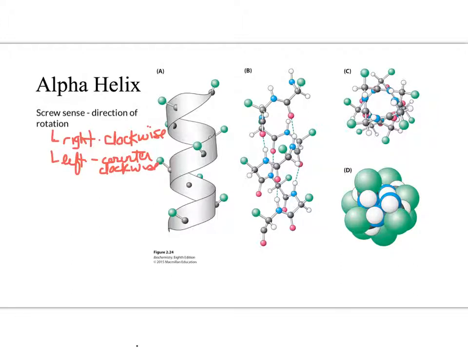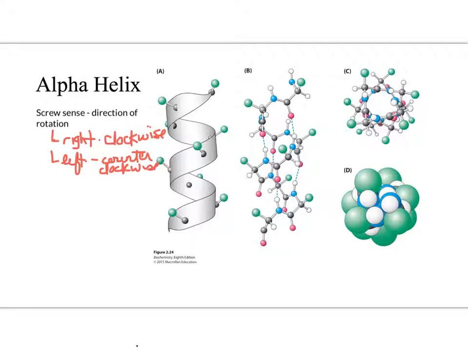And then our left-handed would be counterclockwise. The right-handed, or the clockwise, is going to be the more energetically favorable form because there are fewer steric clashes when we have that right-handed form. So when we see the alpha helix in proteins in nature, we tend to see nearly all of the alpha helices in their right-handed form.